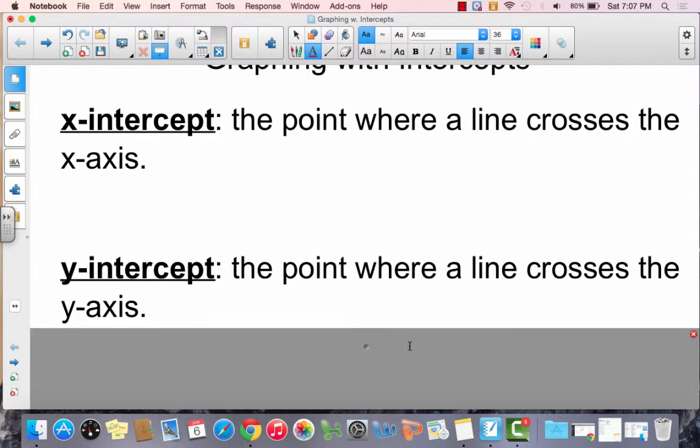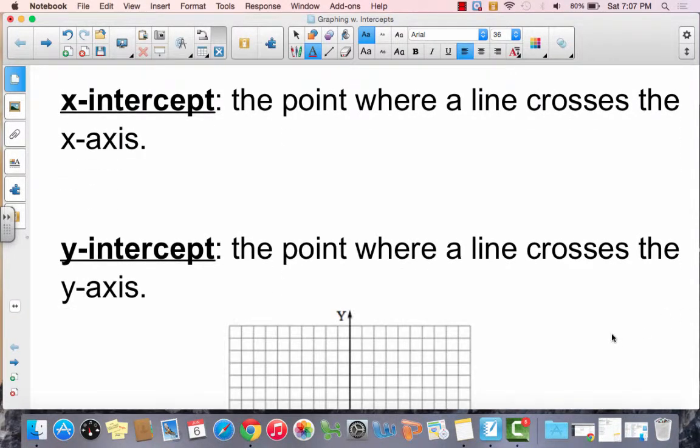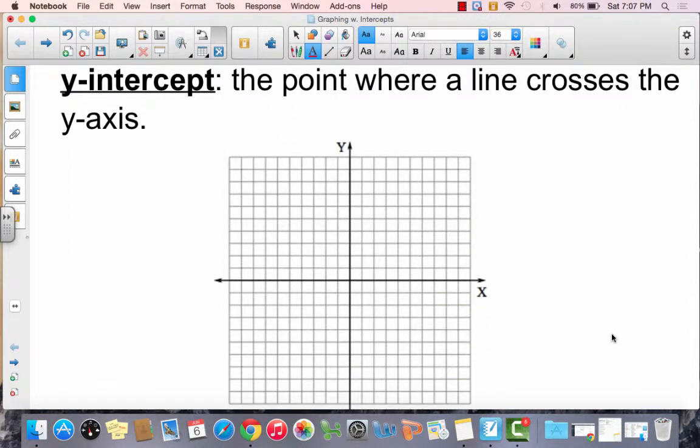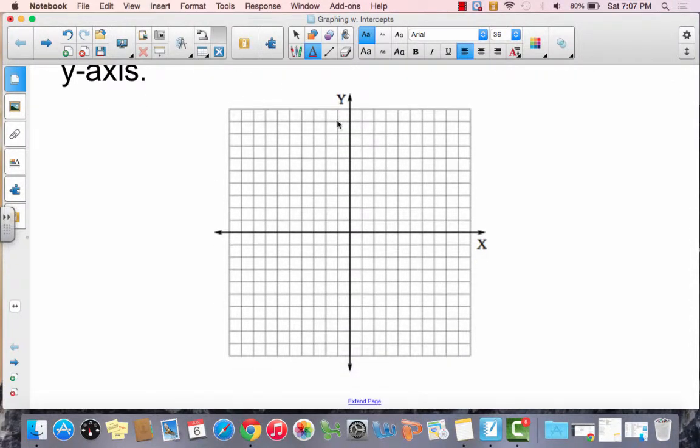The x-intercept is the point where a line crosses the x-axis. Please remember, on your coordinate grid the x-axis runs horizontal, so any point that sits on this axis would be the x-intercept. And then your y-intercept is the point where a line crosses the y-axis. And again, the y-axis runs vertical, so wherever the line crosses through the y-axis would be your y-intercept.